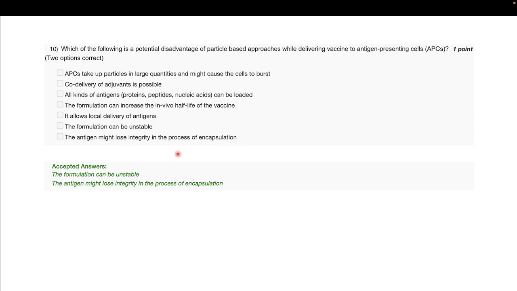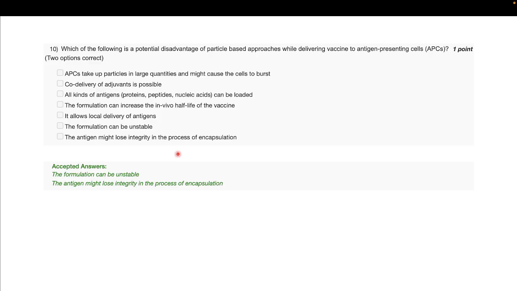First is, the formulation can be unstable, because let's say you have not encapsulated the vaccine properly into a polymer. It could lead to disintegration of that particular polymer once you put it in the patient's body. So the content of that particle will already be released even before reaching the antigen presenting cells. In that case, this is not a good approach. So one disadvantage is the formulation can be unstable.